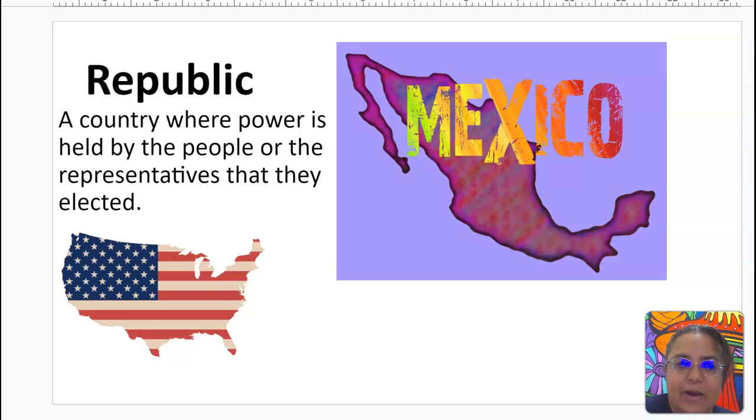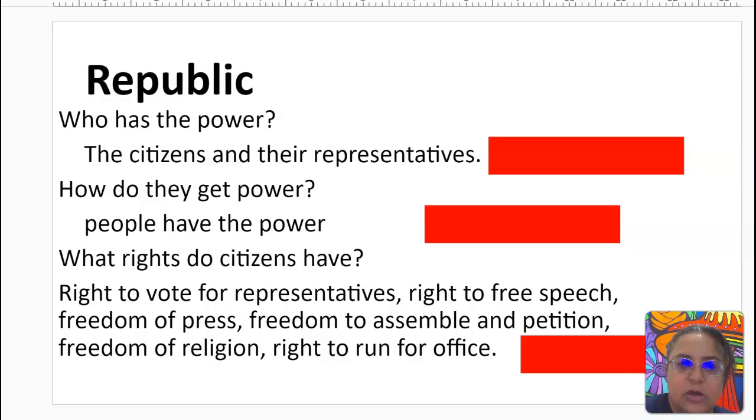Republic: a country where power is held by the people or the representatives that they elected. Republic: who has the power? The citizens and their representatives. How did they get the power? The people have the power. They have had the power.